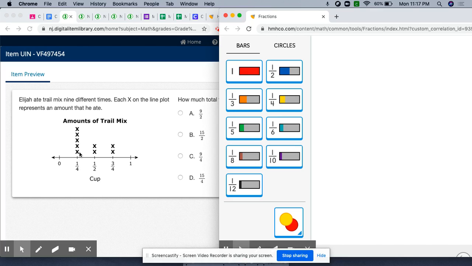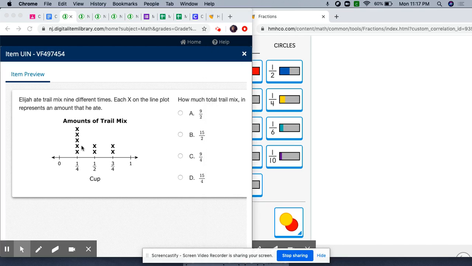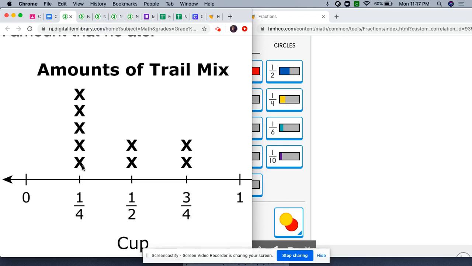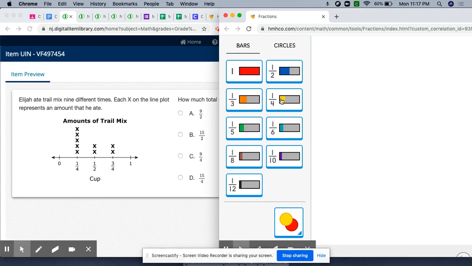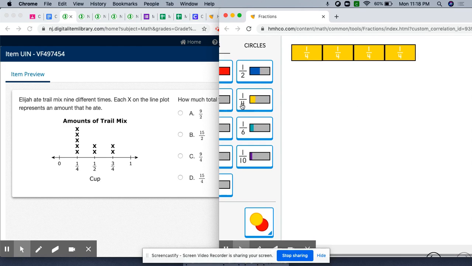Okay, so over here, when I see all of these X's right here, this tells me that 1, 2, 3, 4, 5 times throughout this week he ate a fourth of a cup. If you want to see it visually, you can have your fourth tiles just over here, and I'm going to put out 5 of them to represent the first thing that they marked for us on the line plot. Okay, give myself a little more space.